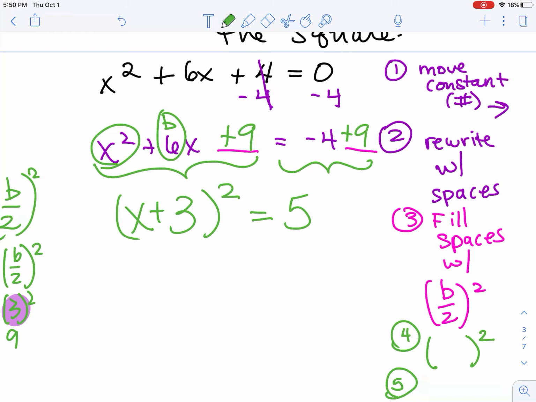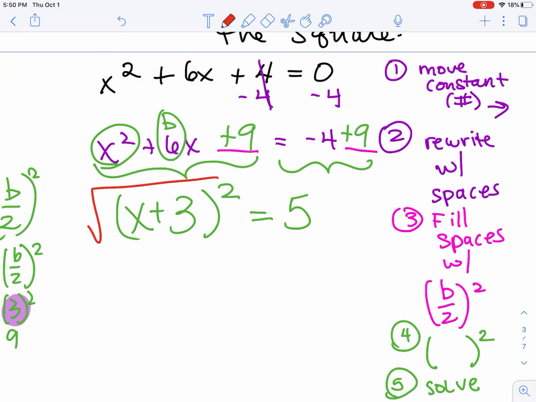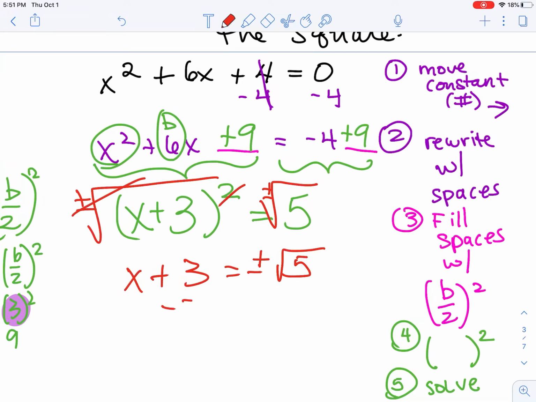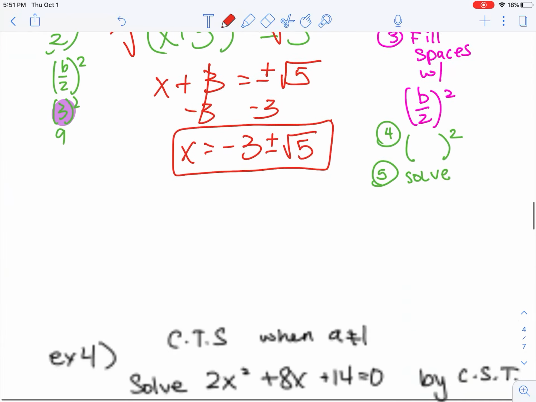And step 5, we're going to solve. Now to solve this, we're just going to take the square root of both sides, plus and minus. These cancel. We've got x plus 3 equals plus or minus the root of 5, minus the 3. We get x equals -3 plus or minus the root of 5. And now you're done. Hope you got that on your turn.